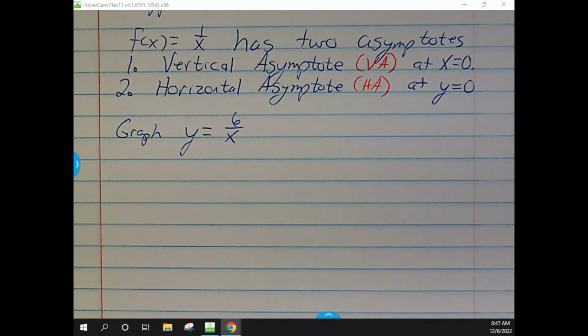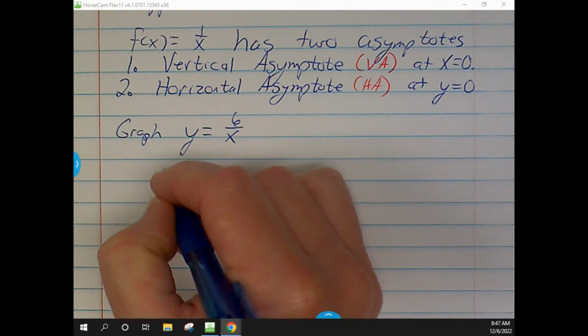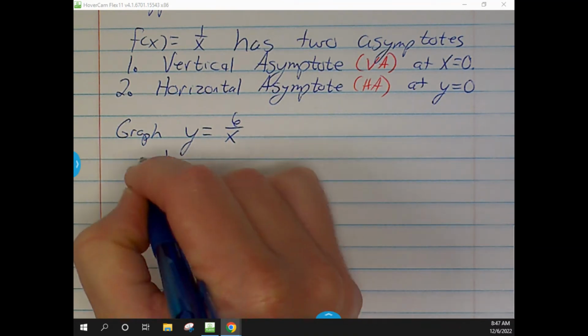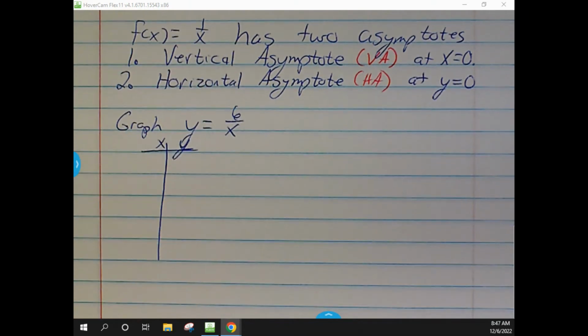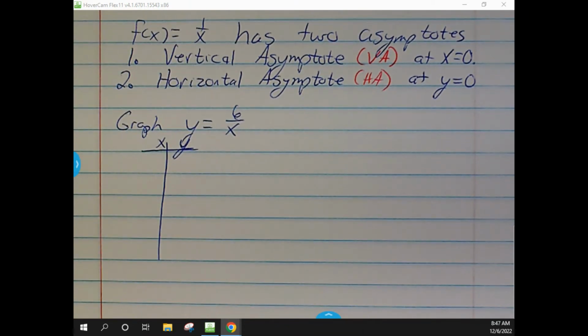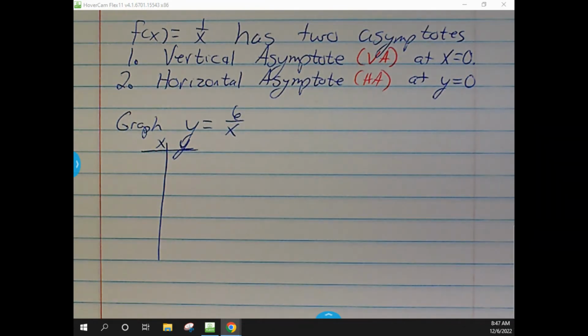All right, so what we're going to do is go back over and make a nice old-fashioned T-chart to start with, and we're going to plug in some numbers. The good news is you don't have to do this after the first time, because after we do it the first time, we're going to show you the shortcut of how this thing will look and what you can do to make things go a little bit faster.